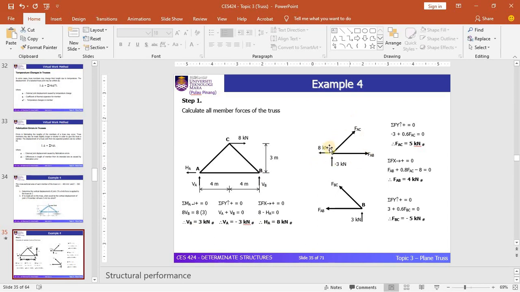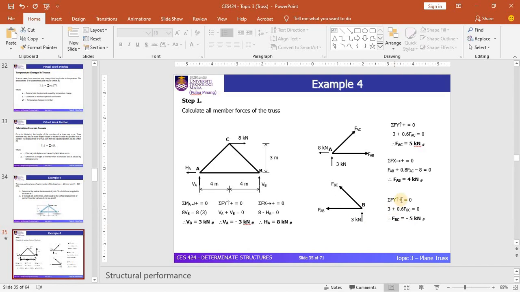For instance, by considering joint A, you solve for member FAC and member FAB. You can see that the value of FAC is equal to 5 kilonewtons and FAB is equal to 4 kilonewtons. I don't want to discuss in detail how to get this, as we have discussed how the method of joints can be used to calculate the internal forces in the previous lecture. Then proceed with joint B to find the internal force in member BC.